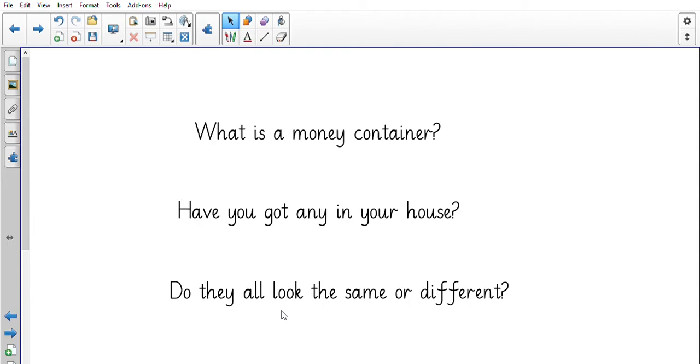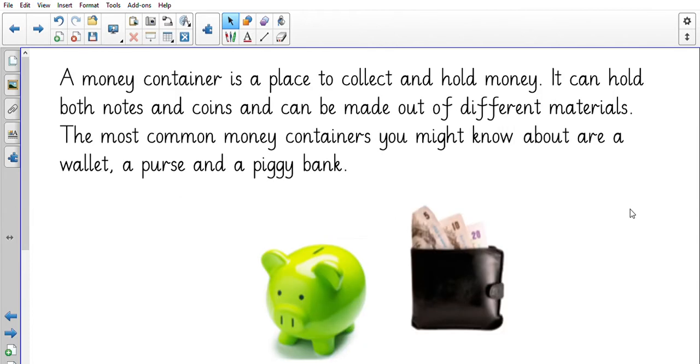So first of all, I want you to think about, what is a money container? Have you got any in your house? Do they all look the same or different? So if you are able to do so and your parents or carers are happy for you to do so, go and see if you can find some money containers now. So it may be a purse, a piggy bank, a wallet. So pause the video now, go and see if you can find some so we can have a look at how they are the same or different.